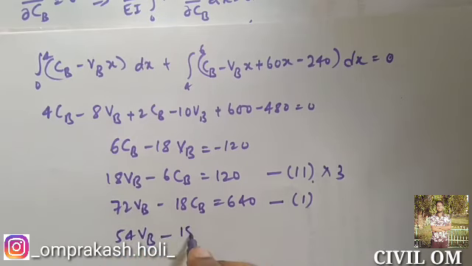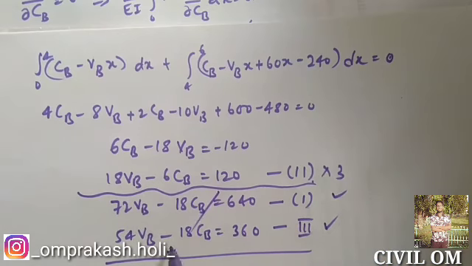So leave the above equations and only consider equation 1 and equation 3. If you solve this by the elimination process, you're going to get 18 VB is equal to 280. If you simplify this, we will get VB equal to 115.56 kilonewton. Friends, now we have to substitute the value of VB in any of the equations above. So we'll get the value of CB as 26.67 kilonewton meter.